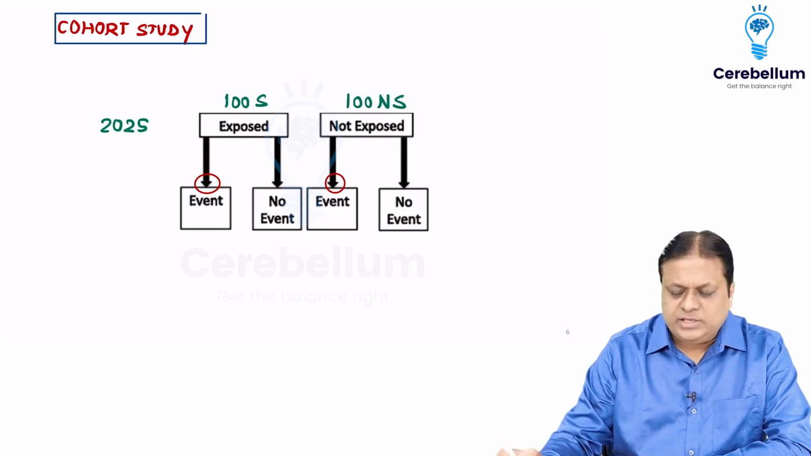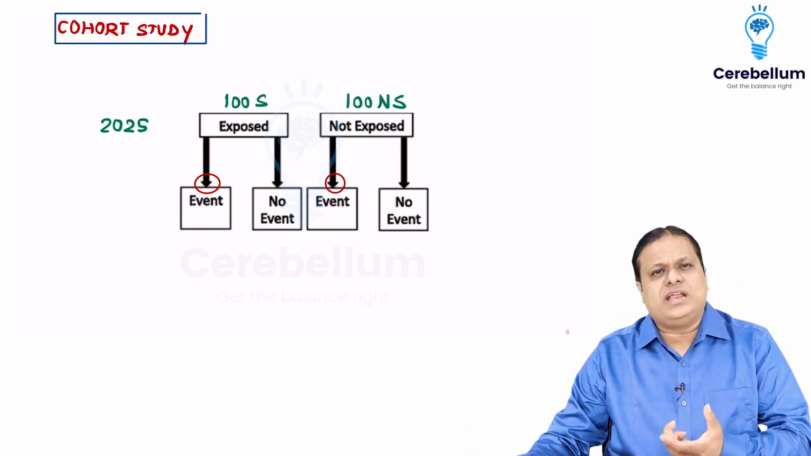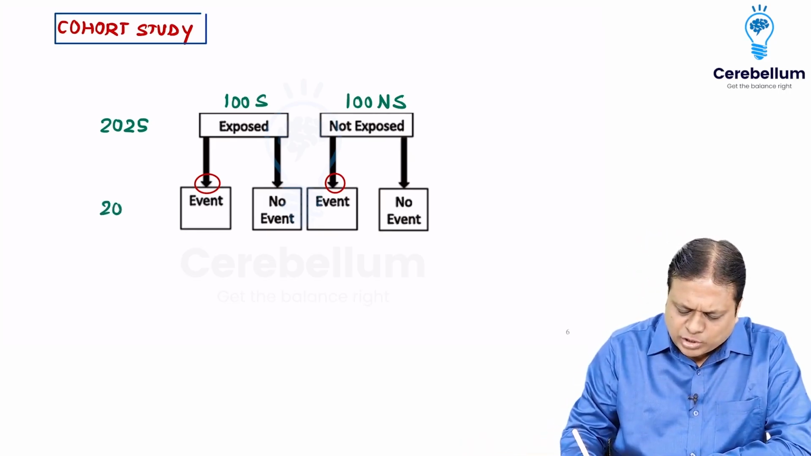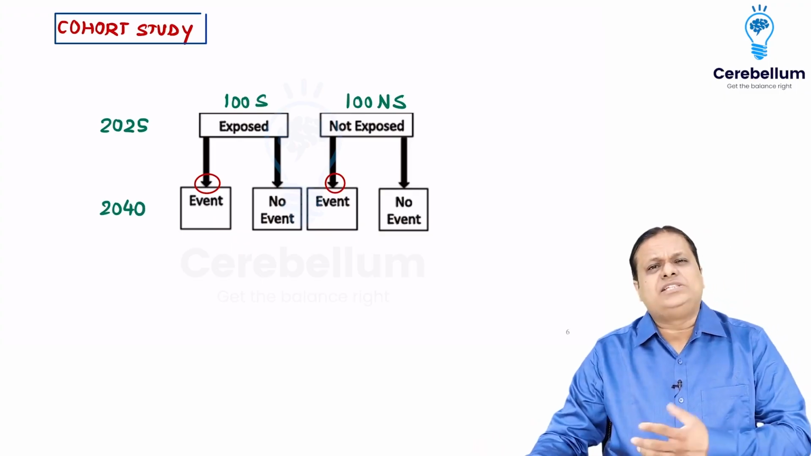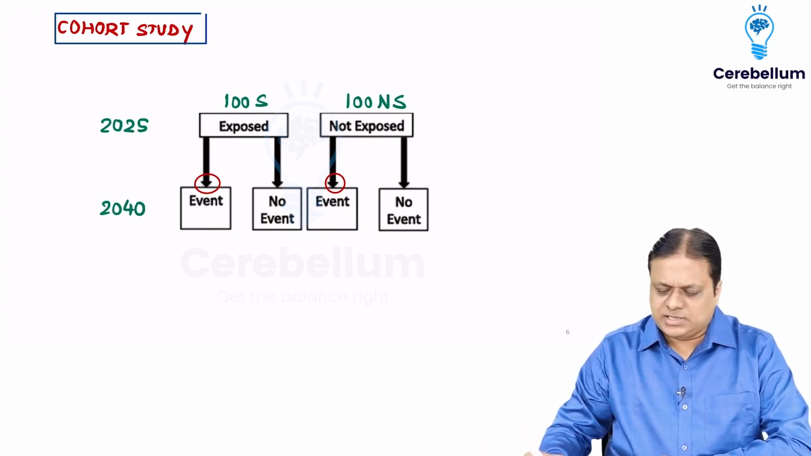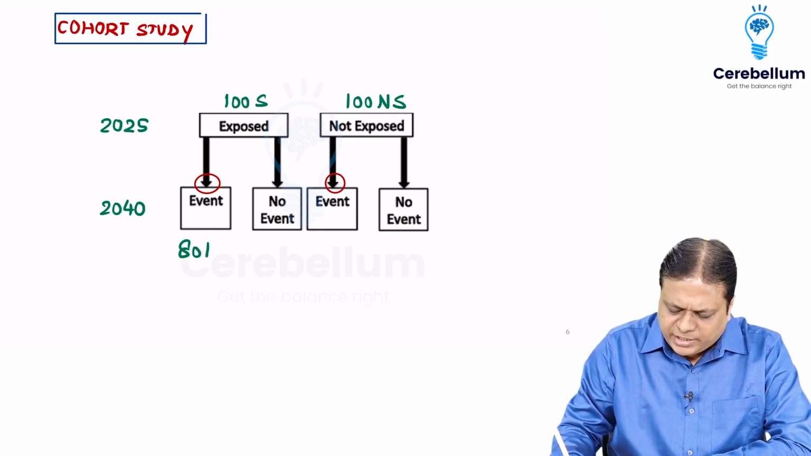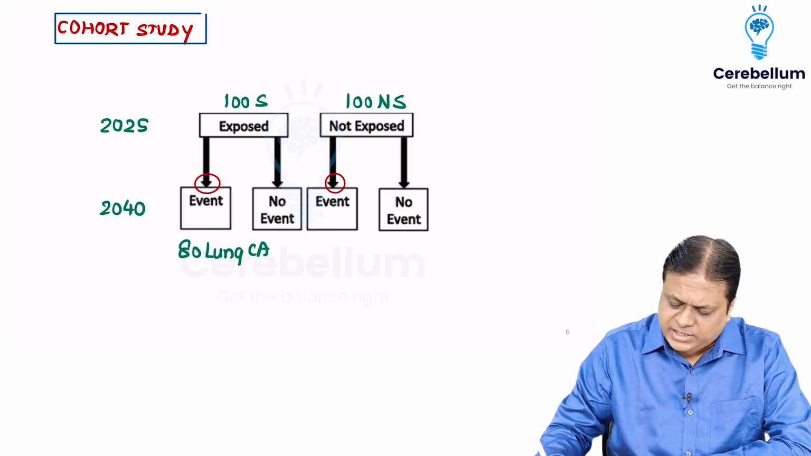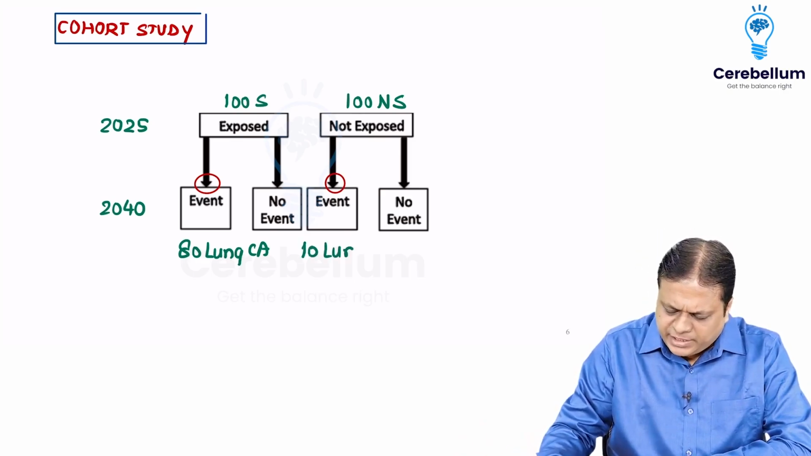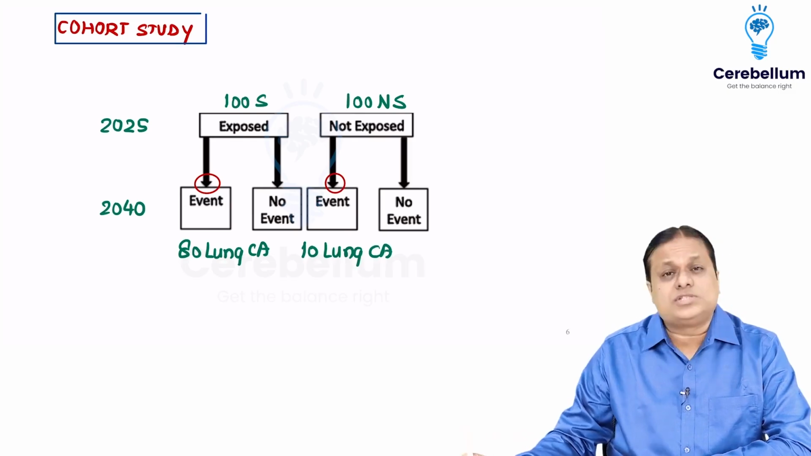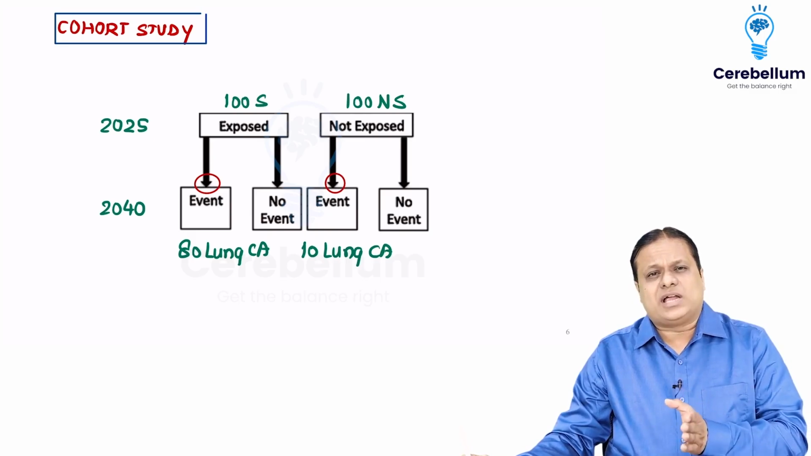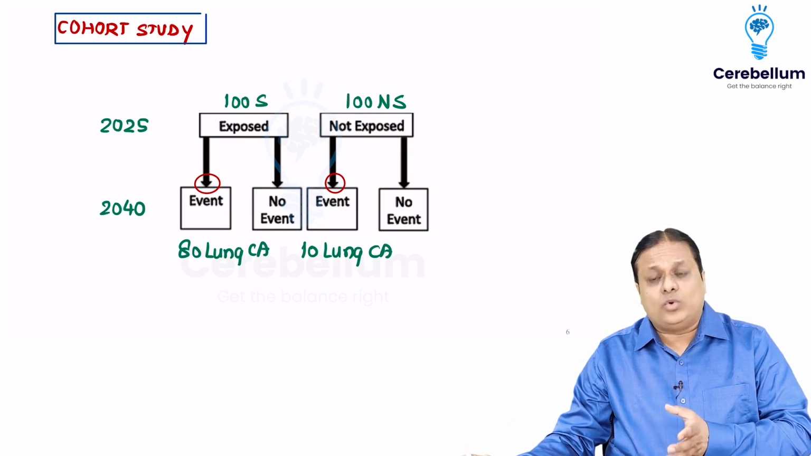and I want to see whether this smoking leads to lung cancer, I'll have to wait 10 to 15 years. Let us wait for 15 years. 2040, I will check how many of them develop lung cancer. Let us suppose 80 develop lung cancer in the smoker group. At the same time, 10 develop lung cancer in the non-smoker group. So this is my cohort study. I am starting from exposure today, going in a forward direction till the outcome occurs.